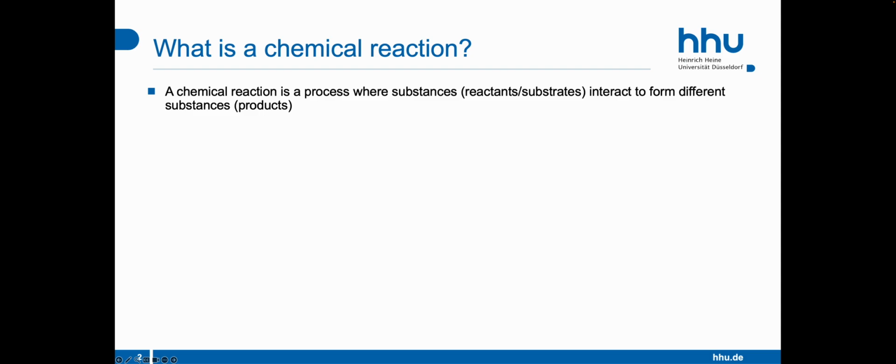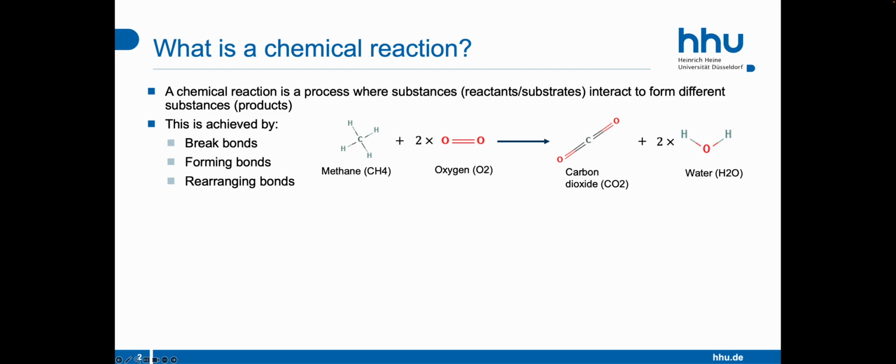A formal definition of a chemical reaction is a process where substances, the reactants, interact to form different substances, the products. In the context of biochemistry and enzymatic reactions, the term substrates is often used synonymously with reactants. The process of forming different substances is achieved by breaking, forming, and rearranging bonds. You can see an example of a chemical reaction here describing the combustion of methane. We see that bonds are broken down and rearranged to form carbon dioxide and water from methane and oxygen.